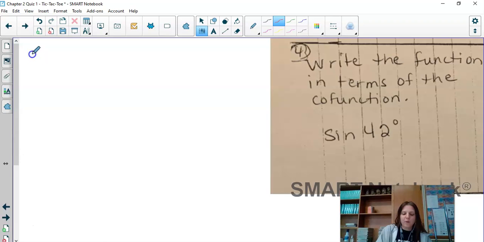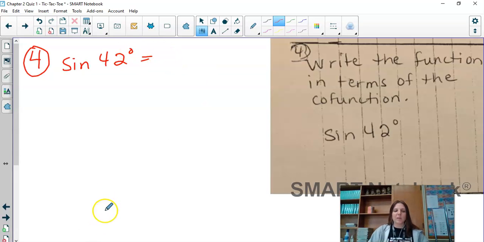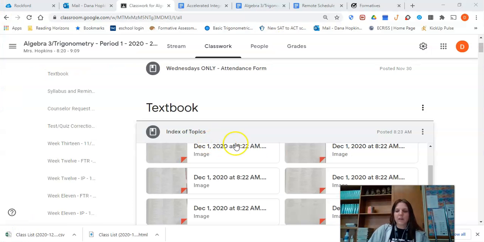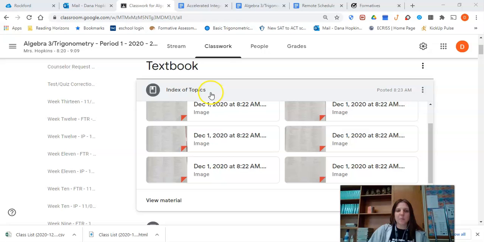Question 4 is asking about the cofunction. So I'm going to write sine of 42, and then I'm going to look this up in the book because I don't remember what cofunction is. So I'm going to go to my book and look up the word cofunction. If you're looking at a hard copy of the book, the index is in the back of the book. If you're looking at the online book, it's in the index of topics.